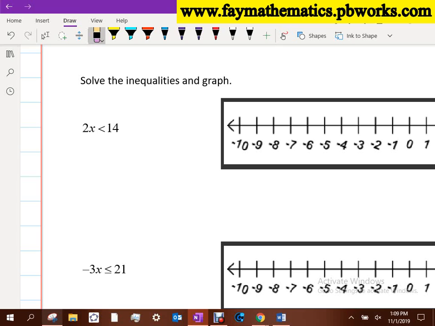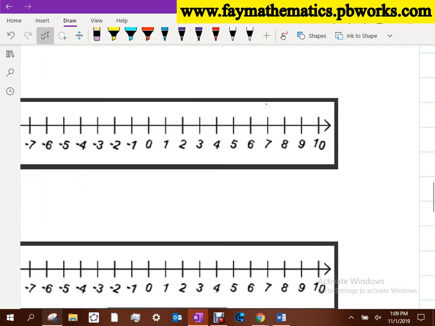All right, so what do I need to do here to solve? Divide by 2. Okay, good. So divide by 2, so it's going to be x less than 7. Open dot, close dot. Open. So open dot at 7, shade left.